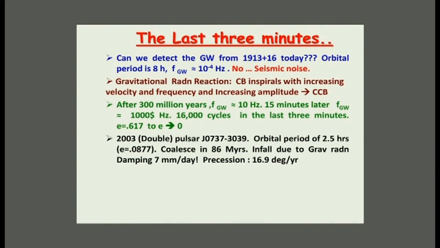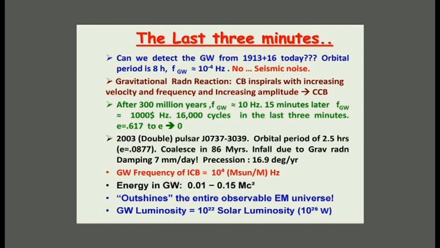Over the years, many other pulsars have been discovered in binary systems. There is another object which is called the double pulsar, which is even more rapidly moving around. Now this will coalesce in about 86 million years. So our understanding of the population of pulsars tells us that, not these pulsars which we are seeing, but there should be some pulsars in the universe which would at this particular point be going in their last orbits.